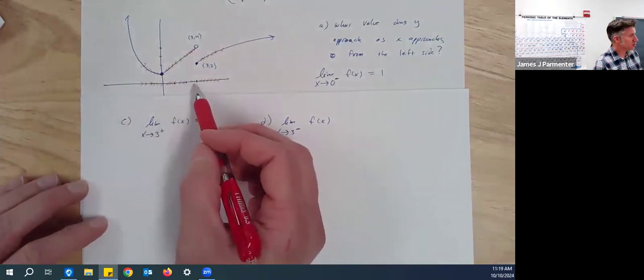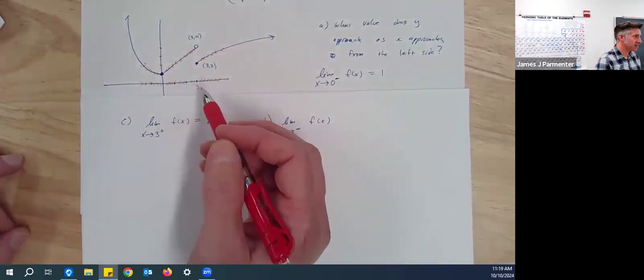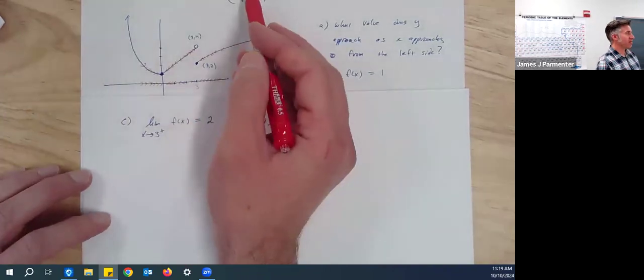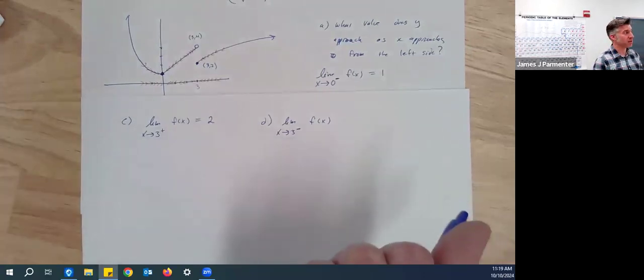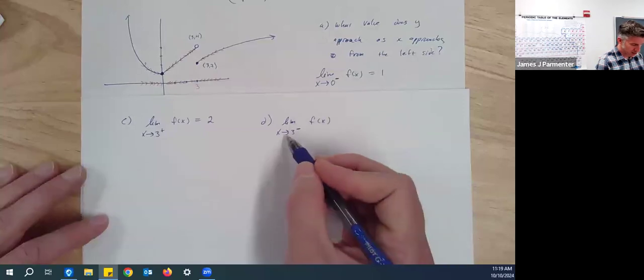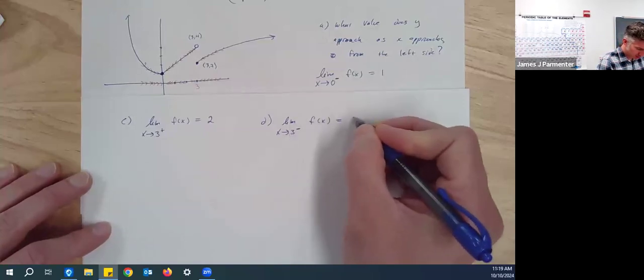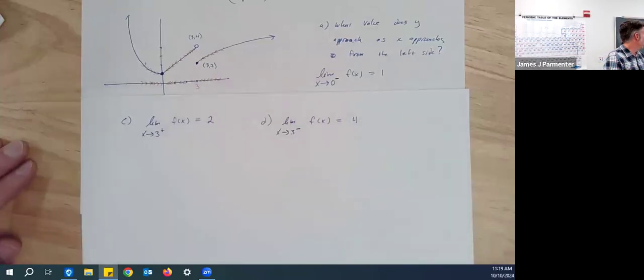If x was 2.1009s and you added 1 to it, you'd get 3.1009s, which is very, very close to 4. So that's all we're concerned with here is closeness. As x gets closer and closer to 3, the function gets closer and closer to 4. We do say that the limit is equal to 4. That doesn't mean the function equals 4.